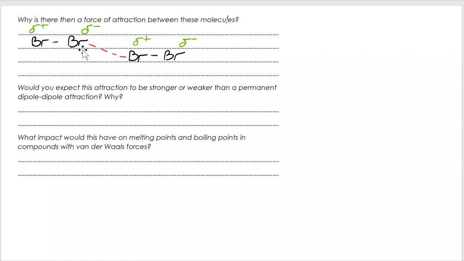This is not a permanent dipole interaction because this is a temporary dipole and this is an induced dipole. So this is a van der Waals force. Would you expect it to be stronger or weaker than a permanent dipole-dipole attraction? And why is that the case?